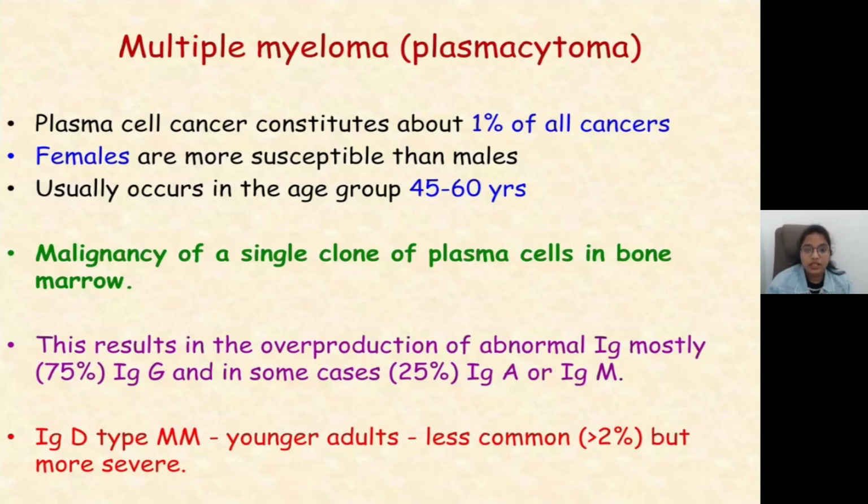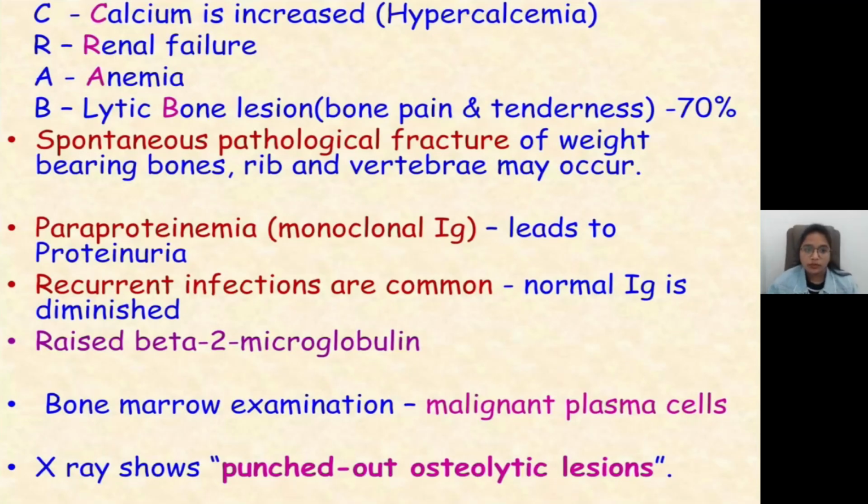Plasma cell cancers constitute about 1% of all cancers. Females are most susceptible, usually occurring when females are 45 to 60 years old, right? It is a malignancy of a single clone of plasma cells in the bone marrow. This results in overproduction of abnormal immunoglobulins, mostly about 75% IgG, and in some cases 25% IgA or IgM. IgG type is not seen in younger adults, so it is less common, and it will be more severe, right?